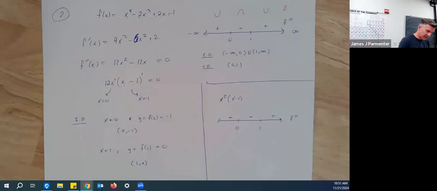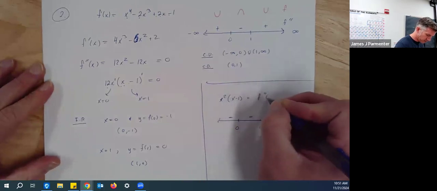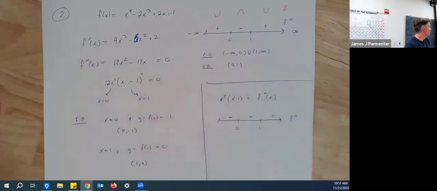Sure. This is the other second derivative. No, they're definitely not, because the concavity doesn't change, right? To have an inflection point, one of the requirements is that the concavity changes from positive to negative or negative to positive. Yes.